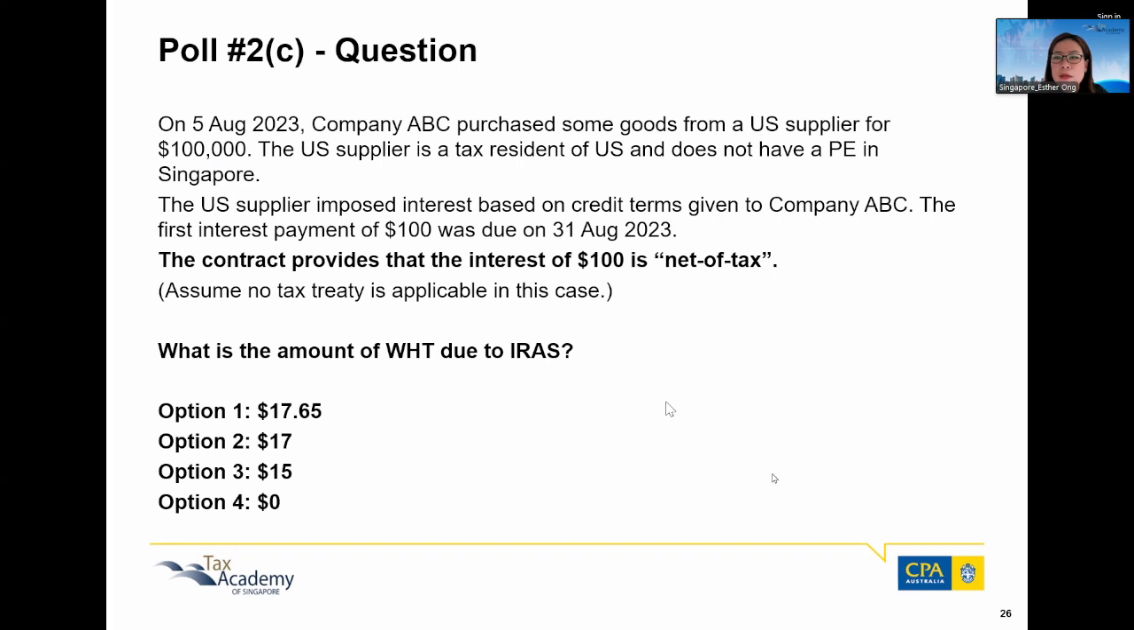And I think there are a few who chose option 3, 15%. It is not 15% because the question says that the contract provides that the interest of $100 is net of tax. So we need to use the regrossing method. So it cannot be $100 multiplied by the final withholding tax of 15%. So option 3 is not correct. Okay, so nobody chose option 4.